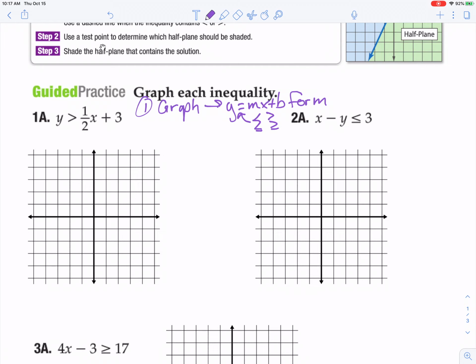Looks like my y-intercept is 3, so I need to go up to 3 and put a point. And then after that, it's going to be up 1 over 2, up 1 over 2. Down 1, left 2, down 1, left 2.